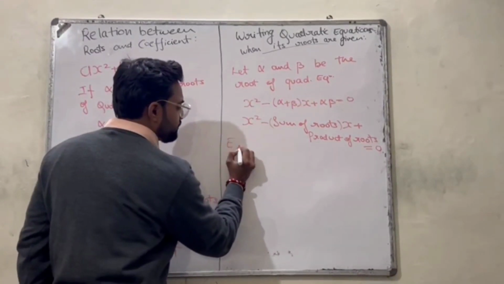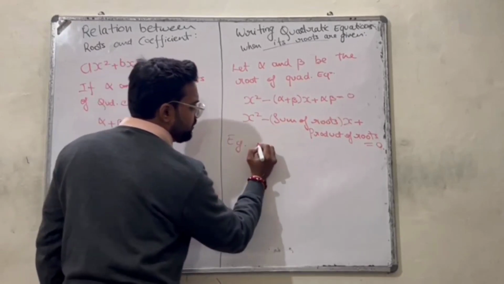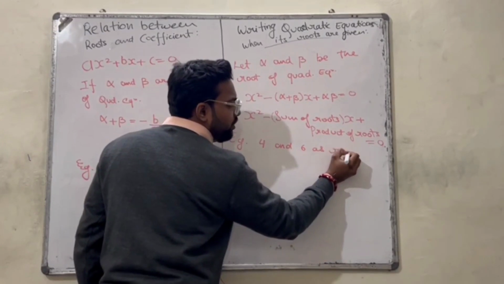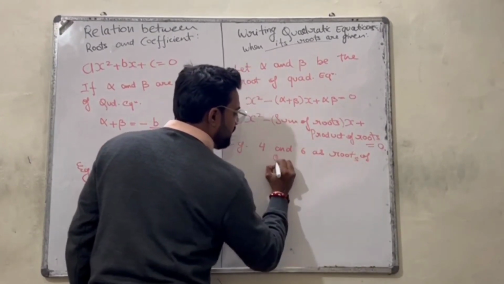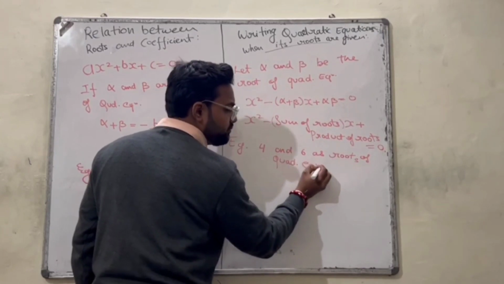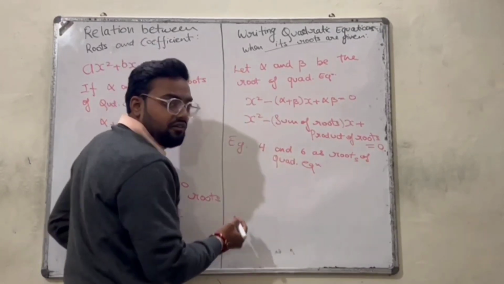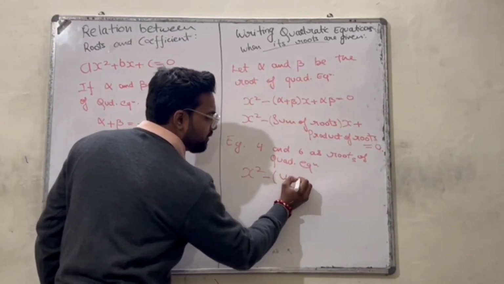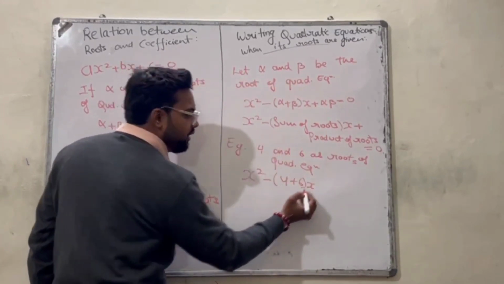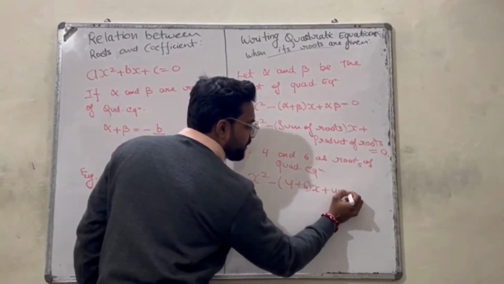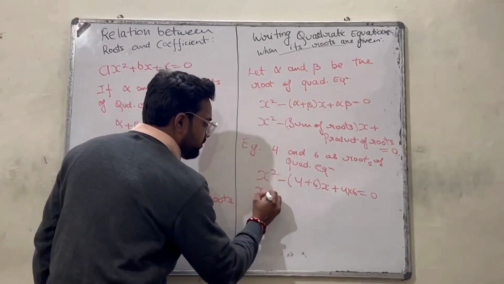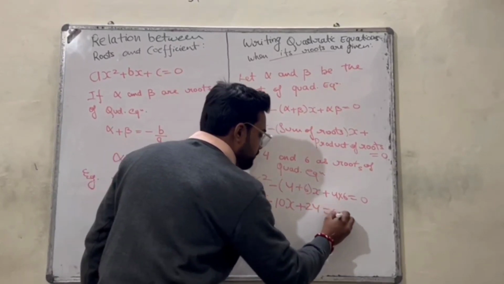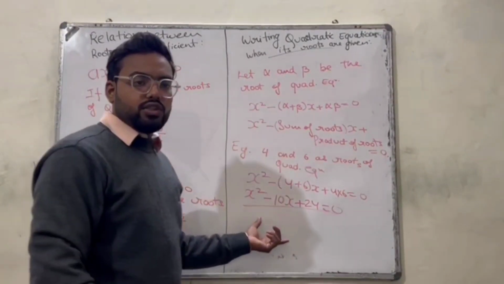For example, if we have 4 and 6 as roots of a quadratic equation, then our quadratic equation can be written as x square minus (4 plus 6, the sum of the roots) into x plus product of roots is equal to 0. x square minus 10x plus 24 is equal to 0 is our required quadratic equation.